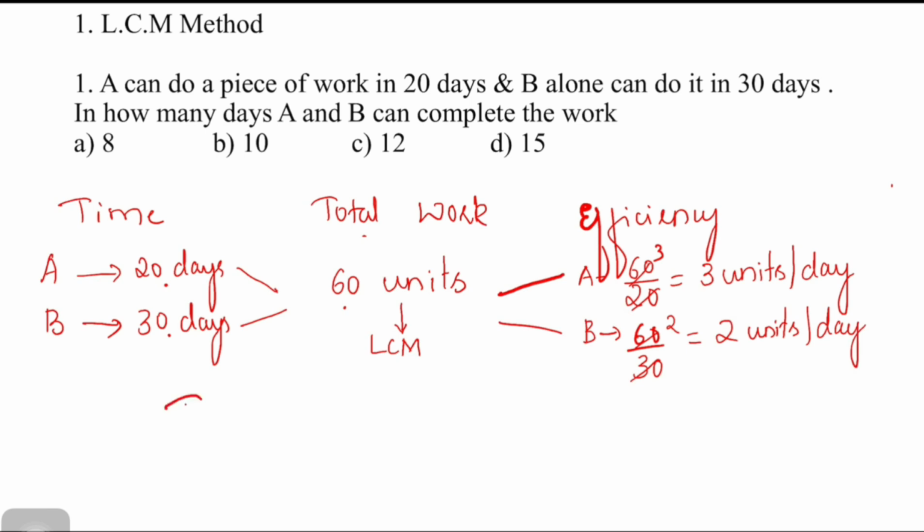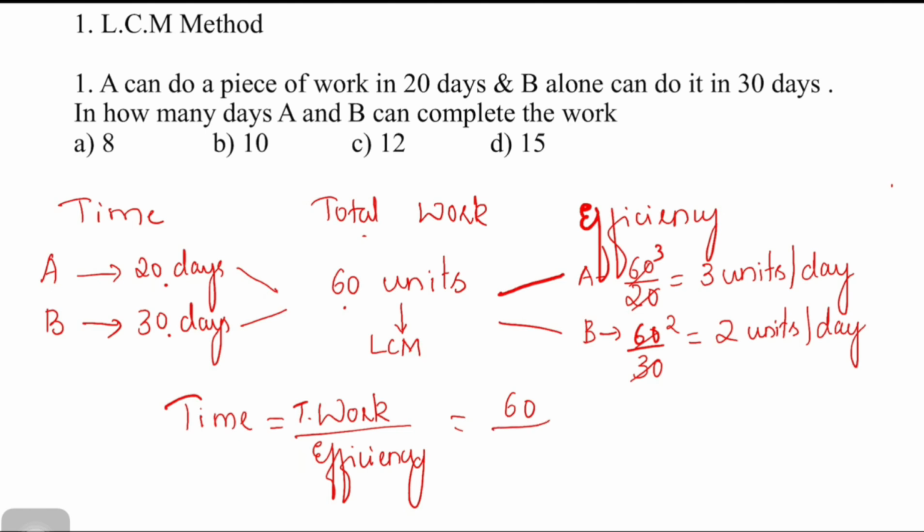Now the time, as I initially told you, is the total work divided by efficiency. So the total work is how much? It is 60 units. And the efficiency: they are asking in how many days A and B together complete the work. A can complete 3 units per day and B can complete 2 units per day. So in one day, how much will A and B together complete? They will complete 5 units per day.